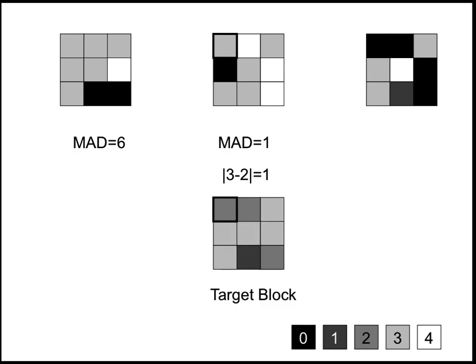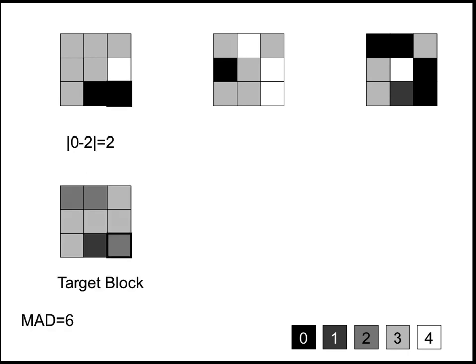And so in total then, this would get a score of 6. Now it's mean absolute difference, so you should actually get the mean of those, which would be 6 divided by 9, but it doesn't matter. 6 is a perfectly good value too. Okay? So the lower that score, the better the match.